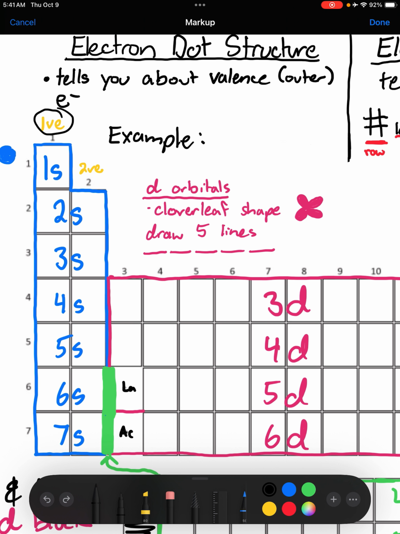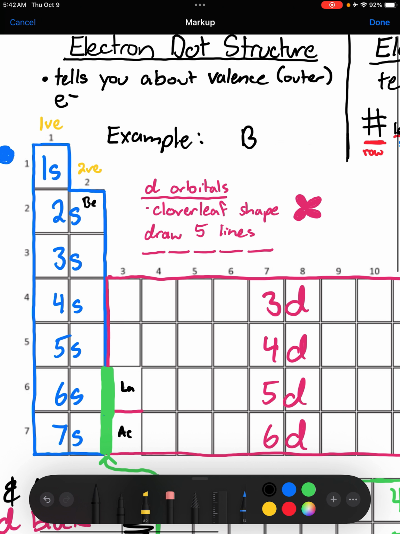In terms of how to draw the electron dot structure, it's actually very simple. Let's say we're going to do the element beryllium, which is right here on the periodic table. That's in group 2, so I know it's going to have 2 outermost electrons. So all I need to do is put the symbol for beryllium and then draw 2 dots around it. And that's the electron dot structure for beryllium.